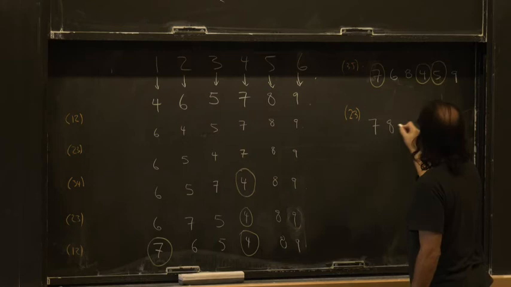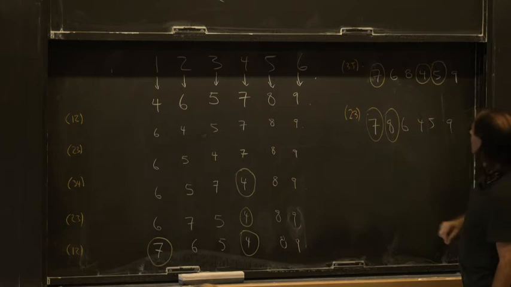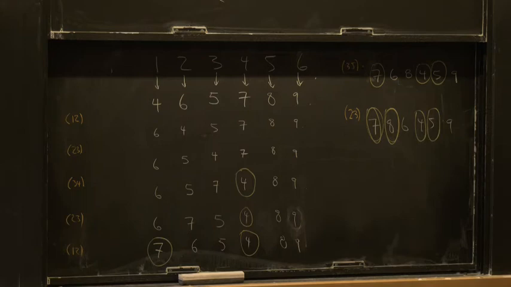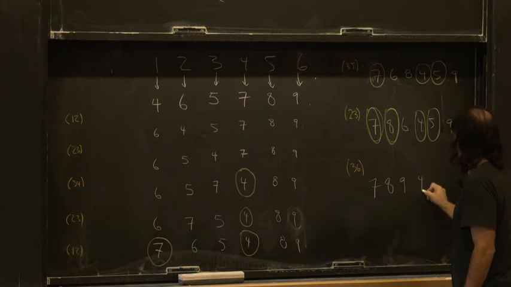So now things are getting pretty dire. 7, 8, 4, 5 are out of commission. So the last thing I can do is 3, 6. And so I'm left with 7, 8, 9, 4, 5, 6. And everyone's out of commission.